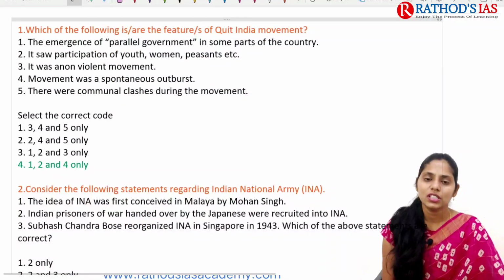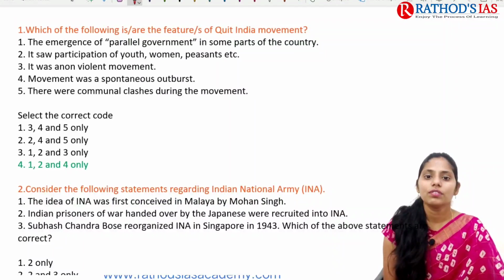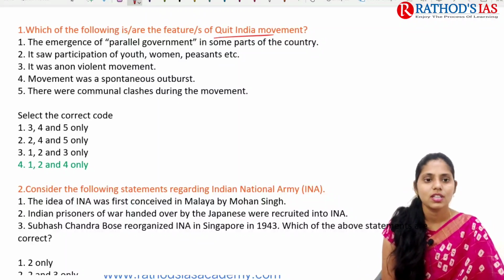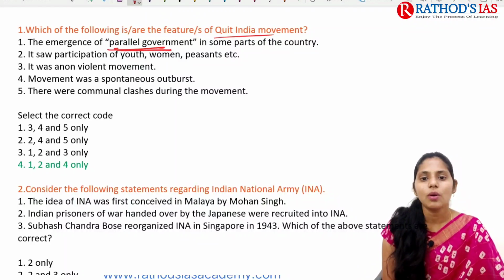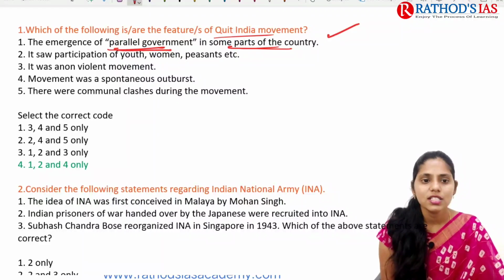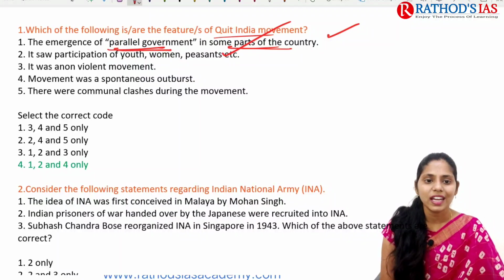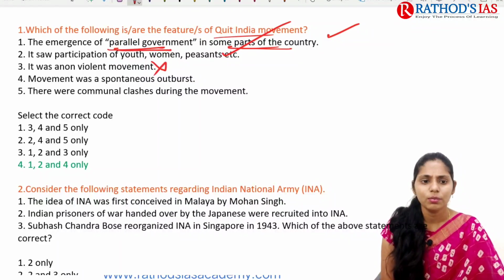Now let us try to see the questions of yesterday. The first question is regarding the Quit India Movement, and you have to see which are the correct statements. The first one is emergence of parallel government in some parts of the country. Yes. This one is it also saw the participation of youth, women and peasants. Yes. And it was a violent movement. It is not a violent movement, so you can eliminate this third statement.